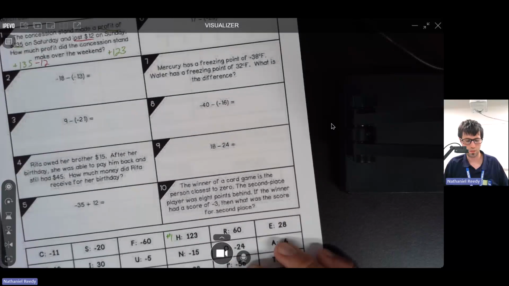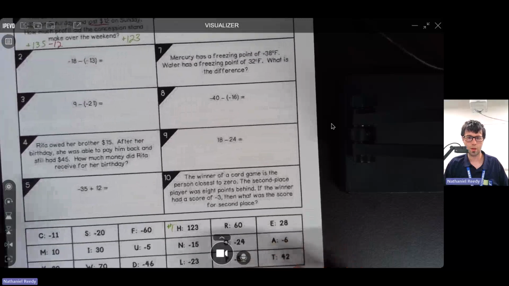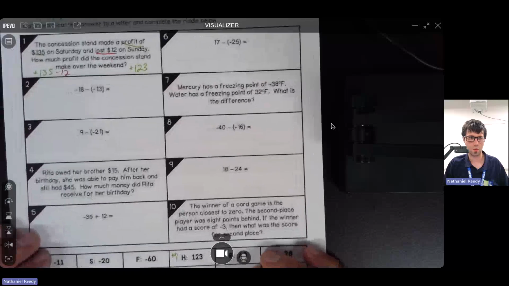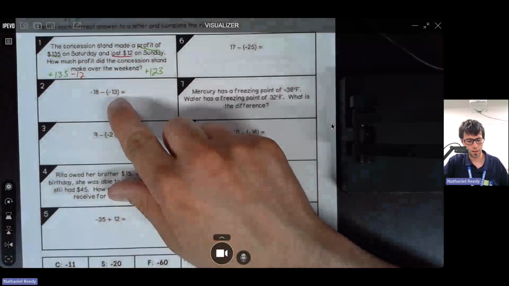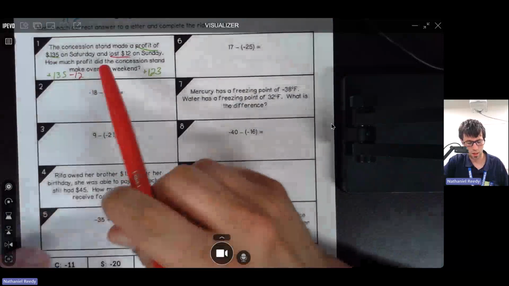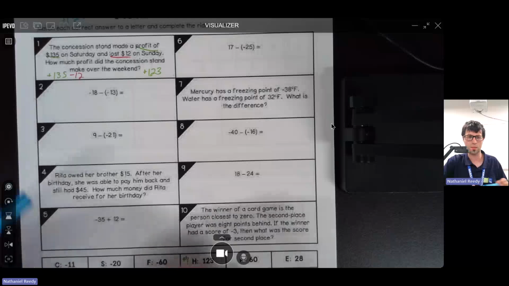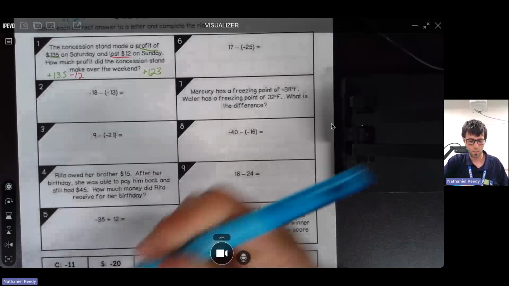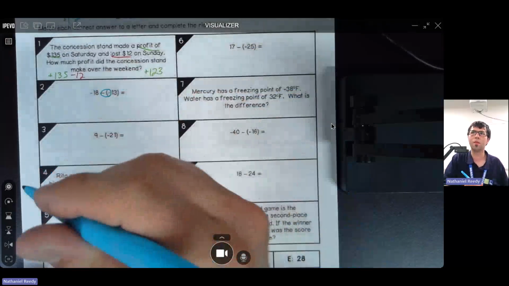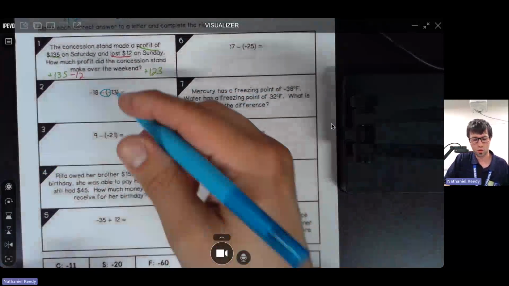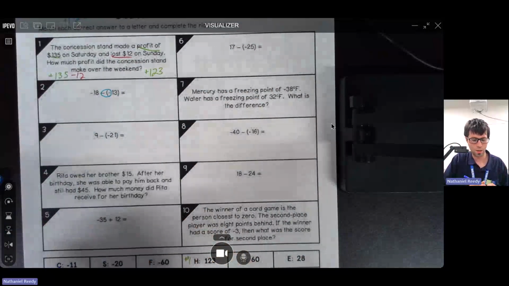I'll do a couple more. I'm just going to go down to number two. Number two, negative 18 minus a negative 13. Wow, lots of negative signs here. So when you see something like this, don't get freaked out. But remember your rule, when you have two negative signs next to each other, you should make that into a positive.